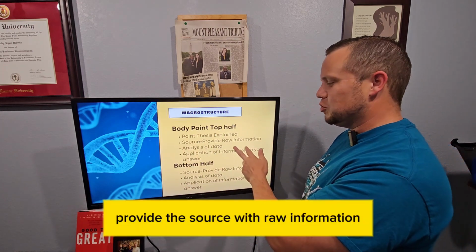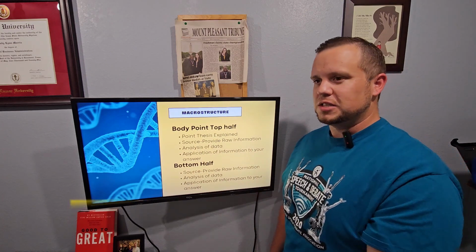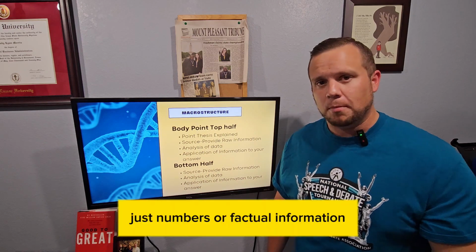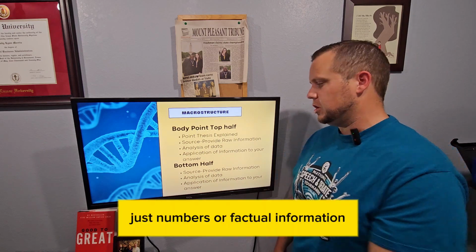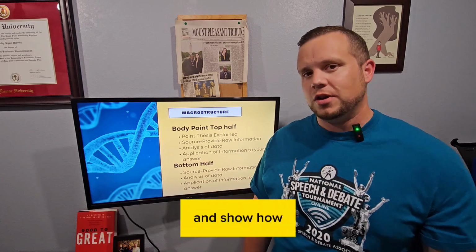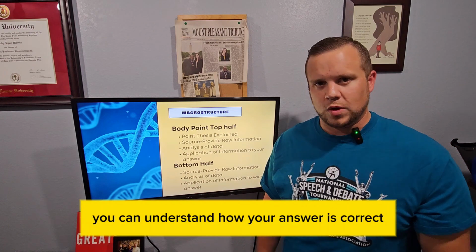Provide the source with raw information, analyze that raw information, basically explain to me how I need to interpret that or apply that just numbers or factual information, and then take that interpretation that I have and show how when you interpret it that way, you can understand how your answer is correct.